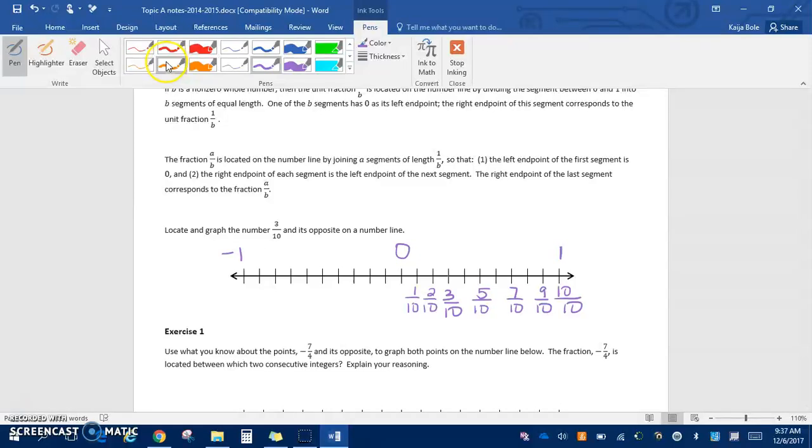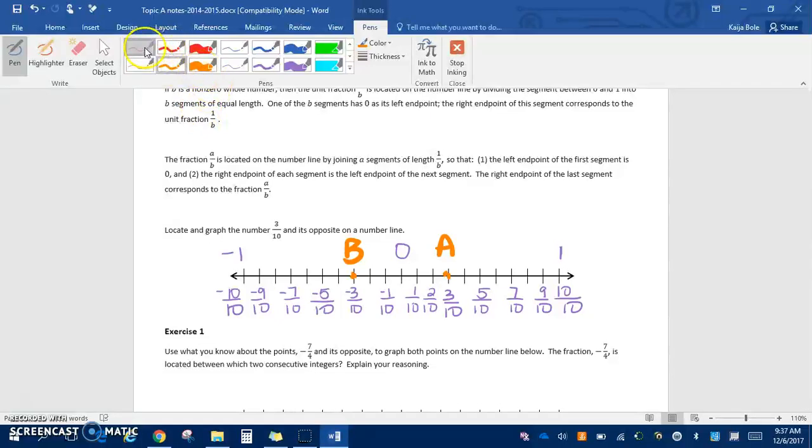Alright, so I'm going to put a point here, do it in a different color, 3/10. I'm going to call this point A, and now its opposite, if we think about what we did in the last lesson, would be -3/10. So this would be negative 1/10, negative 2/10, negative 3/10, negative 4, negative 5/10, negative 6, this would be negative 7/10, negative 8, negative 9/10, and then negative 10/10. So our opposite point would be here at negative 3/10, and I'm going to call this point B.